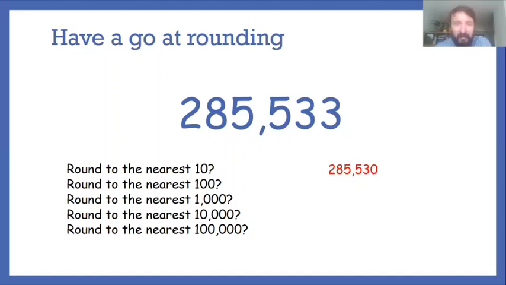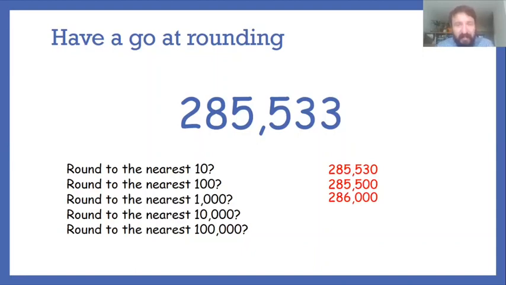Rounding to the nearest 100, I'm looking at my star number being a 3, and again my decider is a 3. So I know again I round down, giving me the answer of 285,300. Now moving up into the thousands, our star number is a 5, and our decider number is a 3 as well. So this time we know the rule that if it's 5 and above, we round up, giving us 286,000. Don't forget those 0 placeholders there.